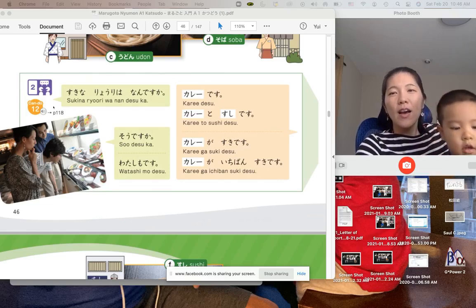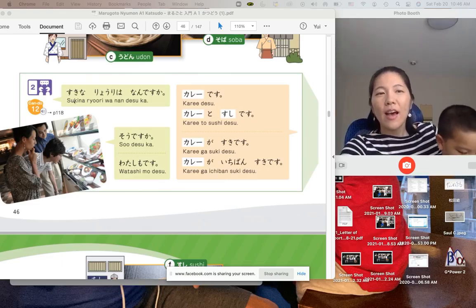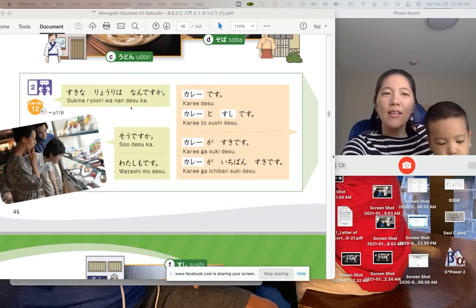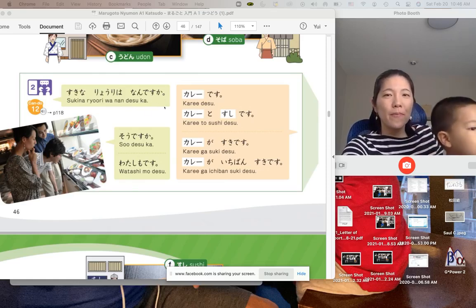So asking this question, 好きな料理は何ですか? See here. 好きな is like, 料理 is like a dish. 何ですか is what is it? So what is your favorite dish?